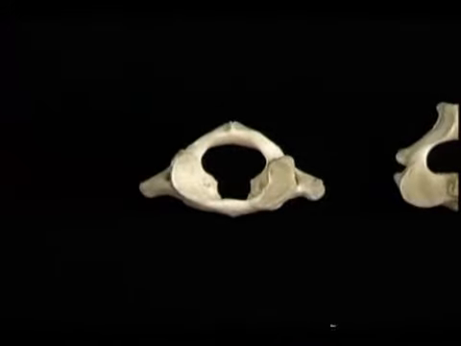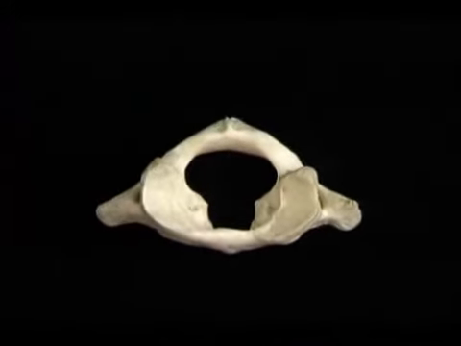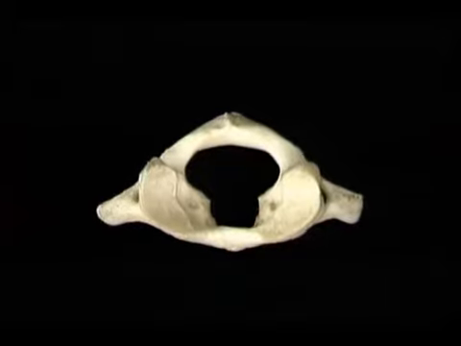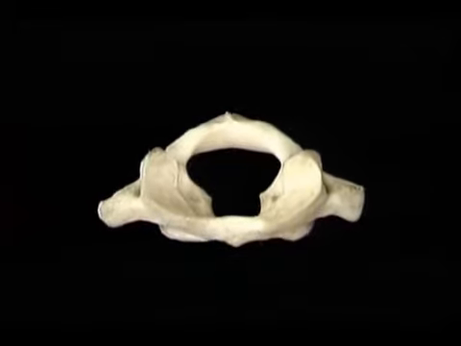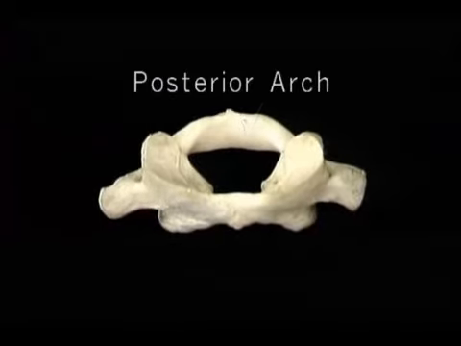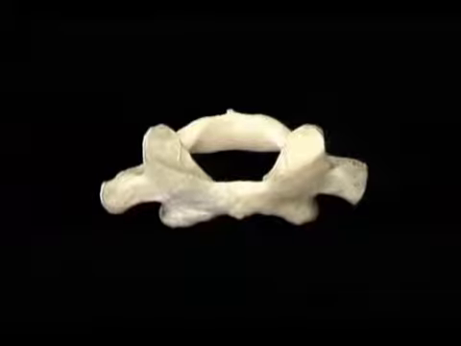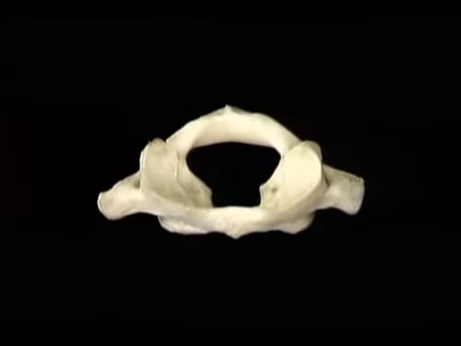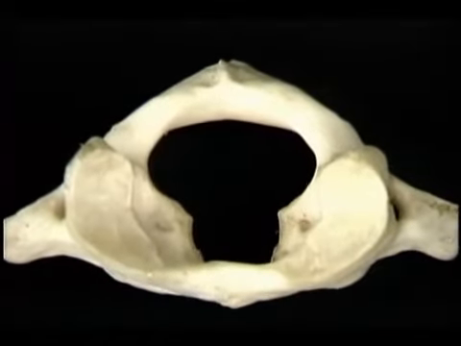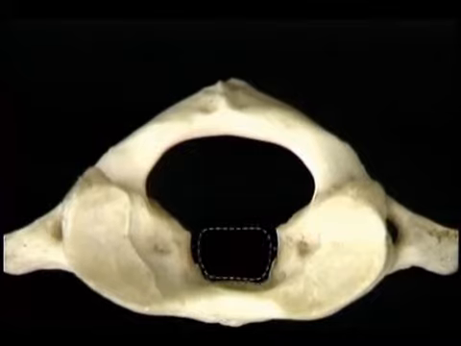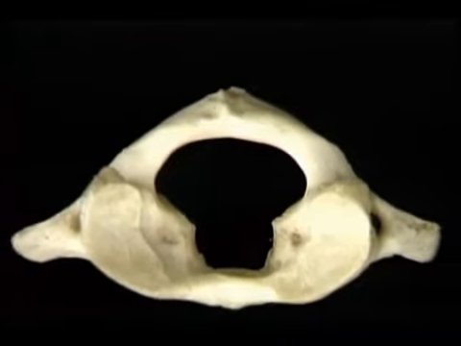Now let's look at ways in which the atlas and the axis are different. The atlas vertebra doesn't have a body. In front, it just has this narrow anterior arch, which matches the posterior arch. The two arches of the atlas, together with these two lateral masses, enclose an unusually large vertebral foramen. This part is occupied by the spinal cord, this part by the odontoid process of the axis, which we'll meet in a moment.